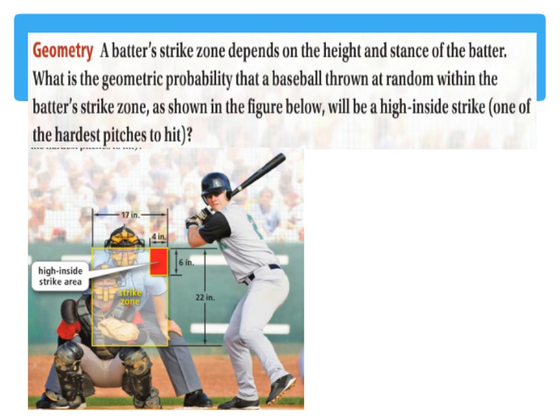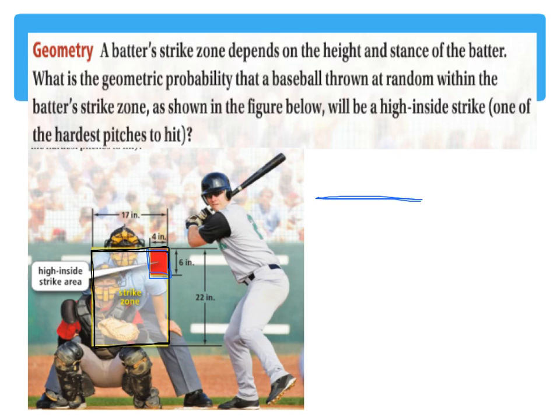The last type of probability we're going to be going over is geometric probability. So batter strike zone depends on the height and stance of the batter. So I'm looking for what's the probability that the pitcher will get in this high strike zone right here. So we're talking about area. But whenever we're talking about probability, I still have my total on the bottom. My total strike zone here is going to be this big length. So I'm looking, what's the area of the total strike zone?